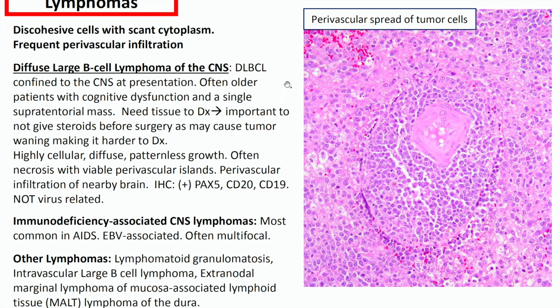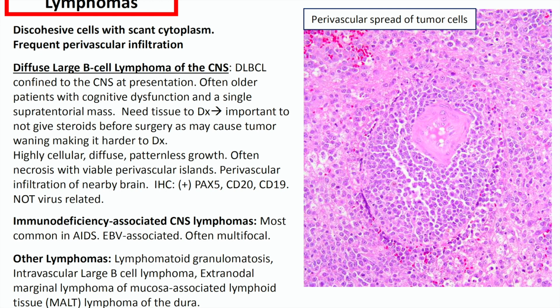These are going to be highly cellular with diffuse patternless growth. Often you're going to have necrosis with viable perivascular islands, perivascular infiltration of the nearby brain, and positive PAX5, CD20, and CD19 on IHC. And this is not virus related.